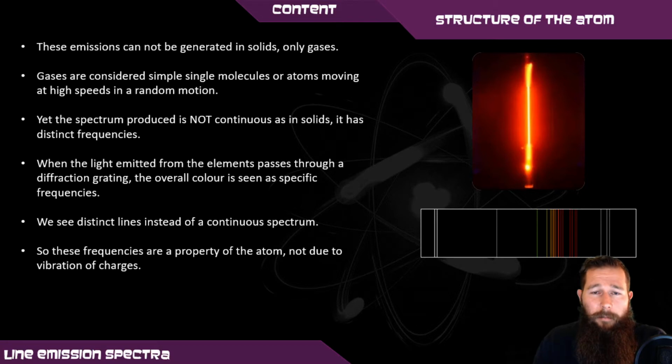Now these emissions cannot be produced in solids, only gases. So gases are considered simple single molecules or atoms moving at high speeds in random motion. But the spectrum that's produced is not continuous like it is in solids. It has distinct frequencies. When we pass this light through a diffraction grating, we can actually see what these frequencies are. And what this means is that these frequencies are properties of the atom themselves rather than the temperature of the material.